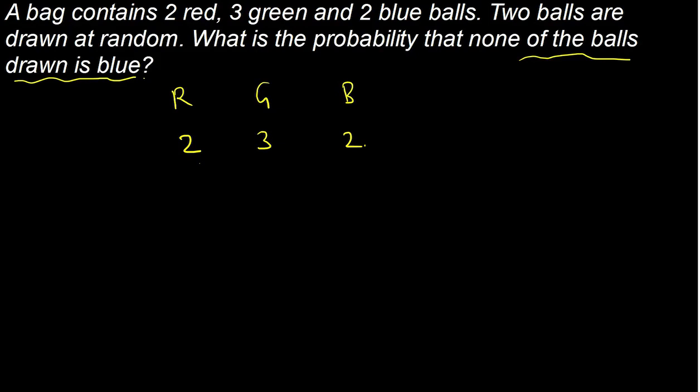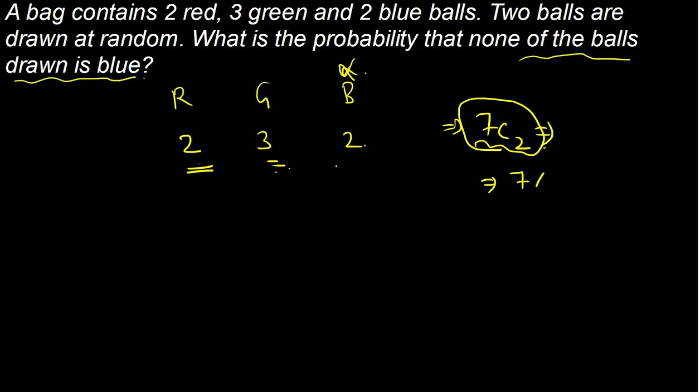Okay, so none of the drawn balls should be blue. So what is the total case? और कितनी balls में से आप निकाल सकते हो? So 2, 3, 5. 5 plus 2 is what? 7. So out of these 7 balls आपको 2 balls pick करना है. तो how to find out 7C2? Okay. So what is 7C2? 7C2 is going to be 7 into 6.